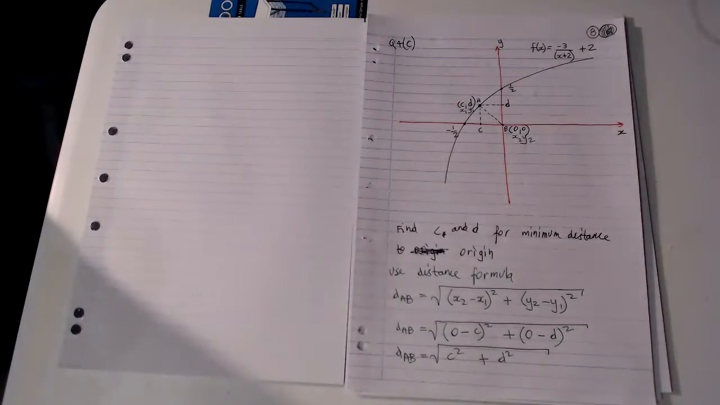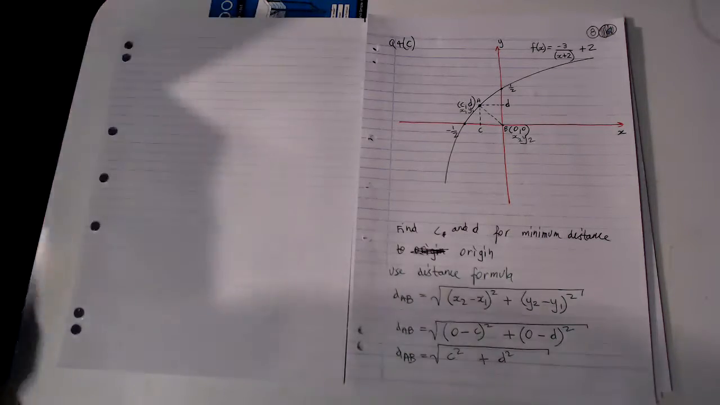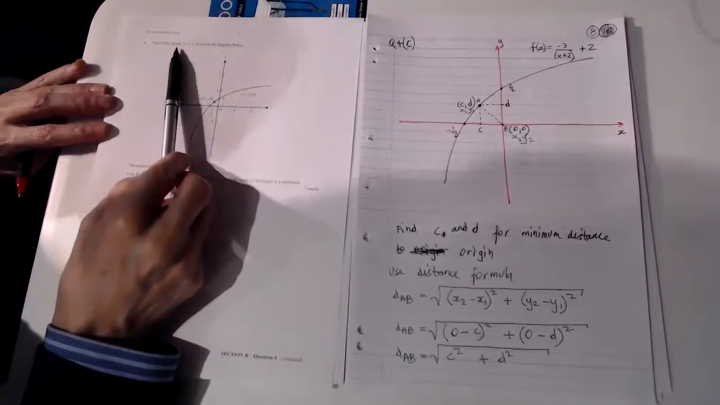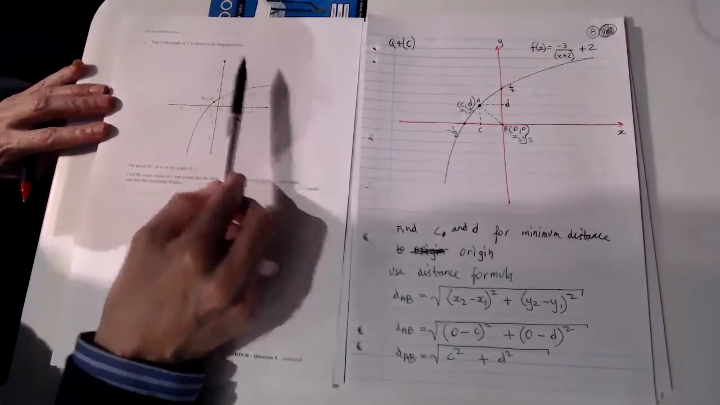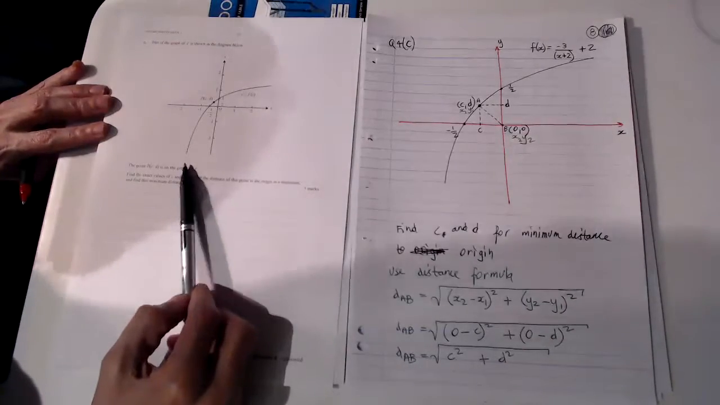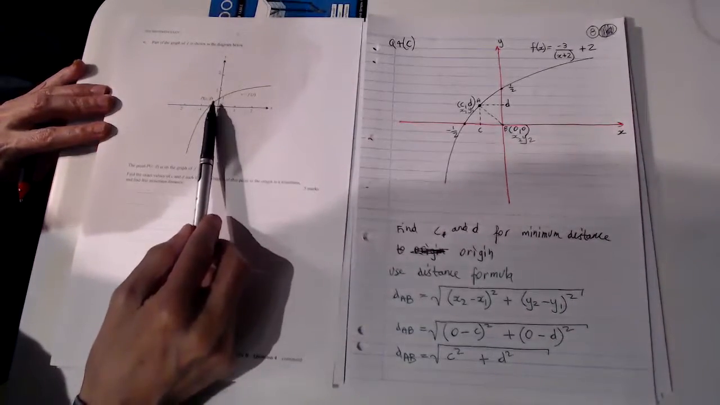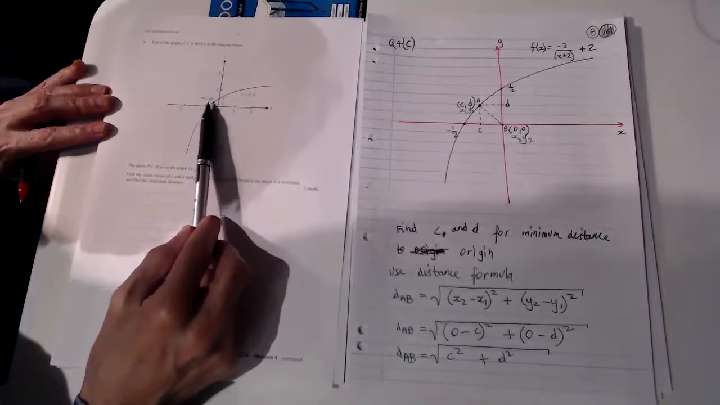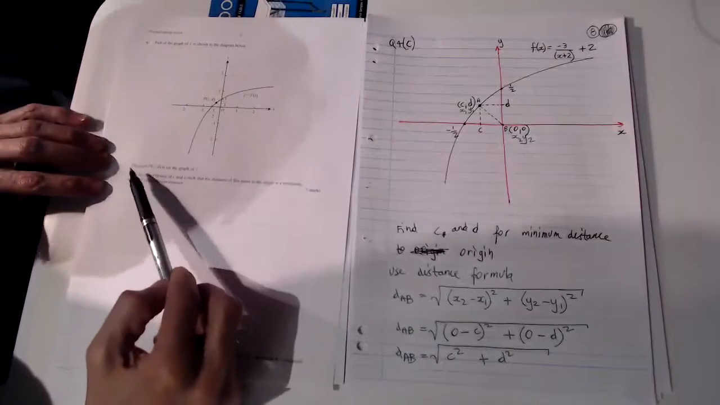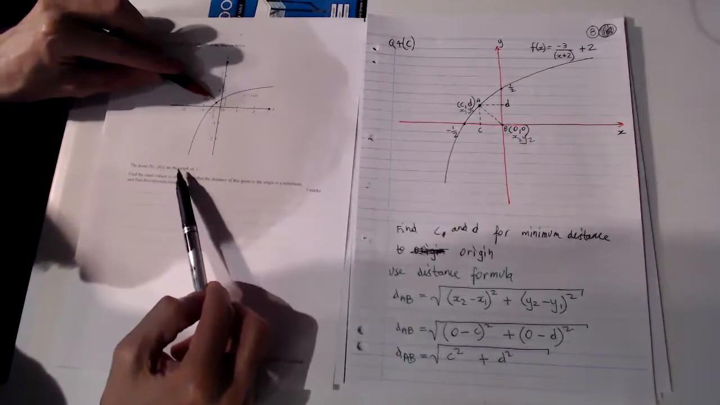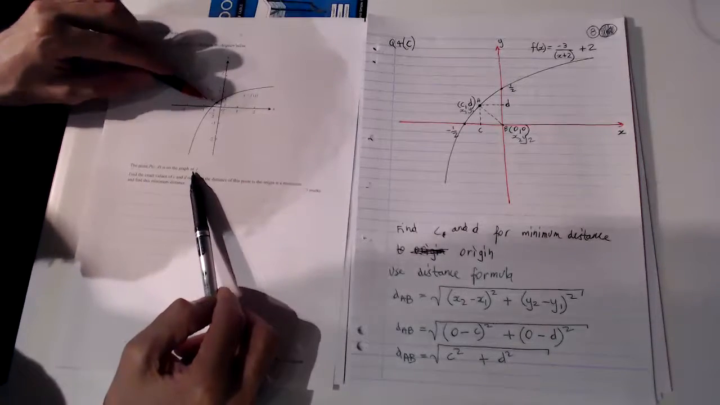Now we go to section 4c. Now, what is section 4c about? Section 4c is about this. Part of the graph of f is shown in the diagram below, where there's a point on f which they call P, and it's (C, D). The point P(C, D) is on the graph of f.